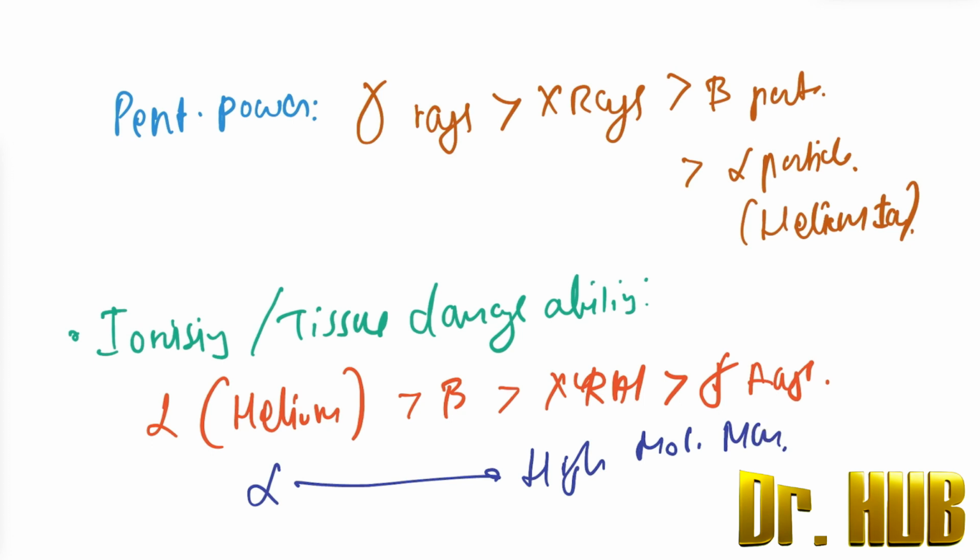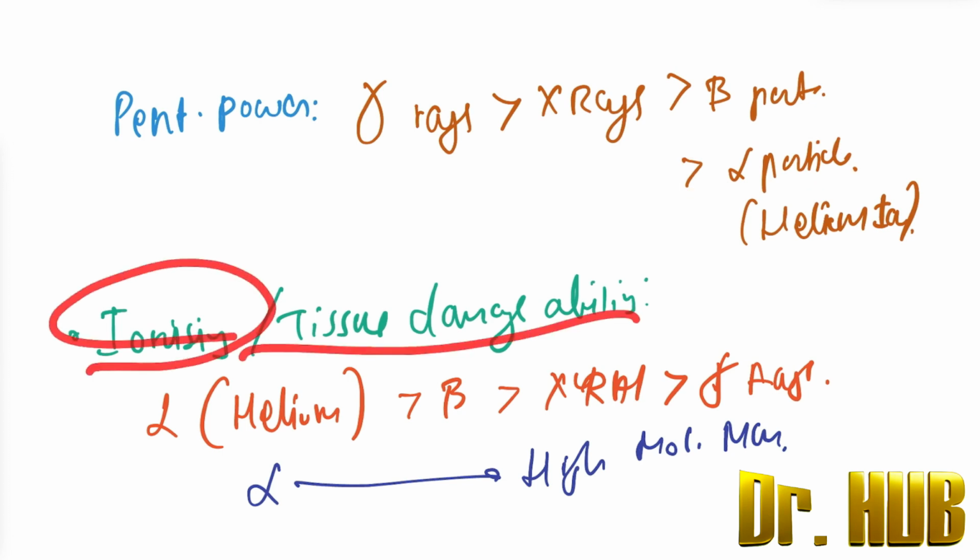Now let's recap what we did here. Penetrating power is maximum in terms of the gamma rays. Gamma rays have a maximum penetration power, followed by the X-rays, and then by the beta penetration, and then comes the alpha penetration. Next is looking at the ionizing and the tissue damaging ability.